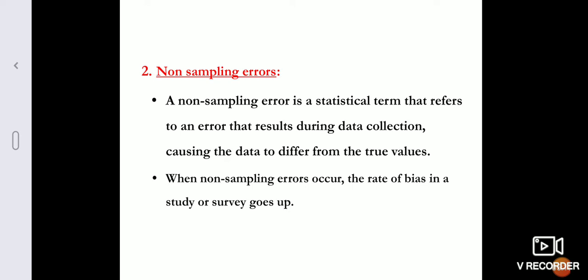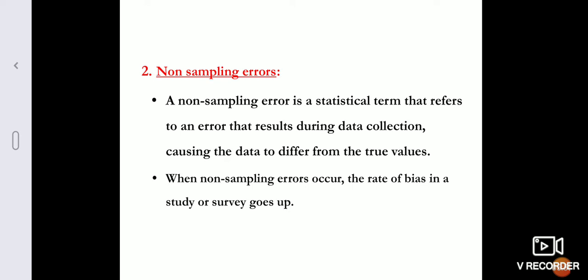This non-sampling error is a statistical term that refers to an error resulting during data collection, causing the data to differ from the true values. So that means during the data collection there are certain mistakes that had happened, and this data does not actually give you the true data or true values from the population. So when a non-sampling error occurs, the rate of bias in the study goes up. So that's what I was telling you.